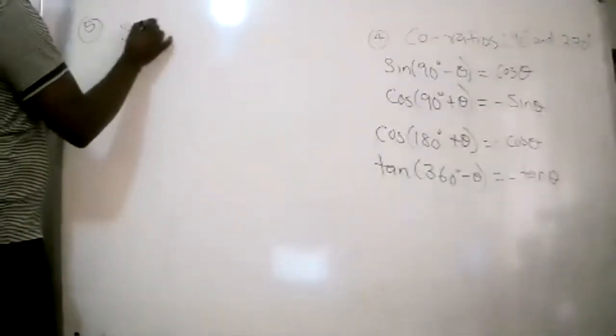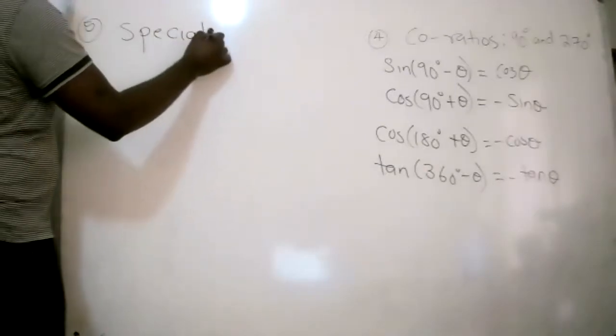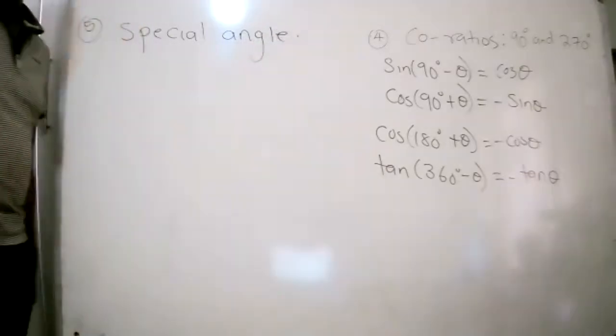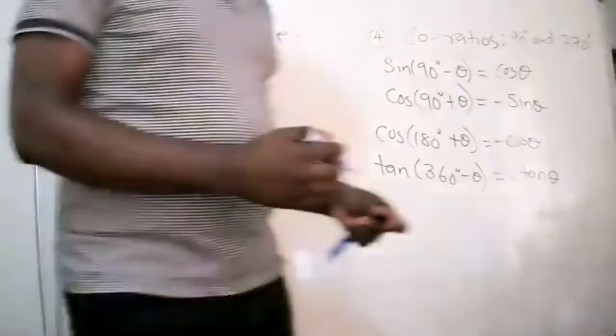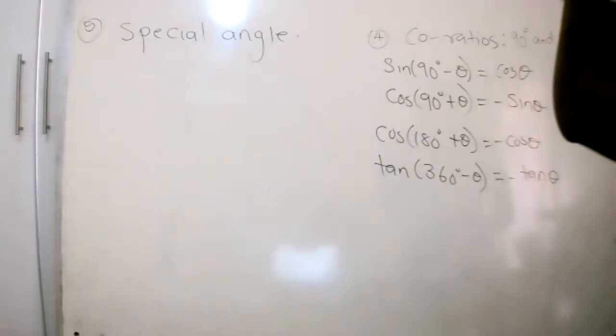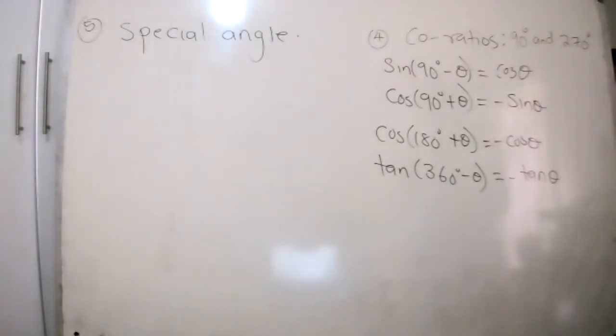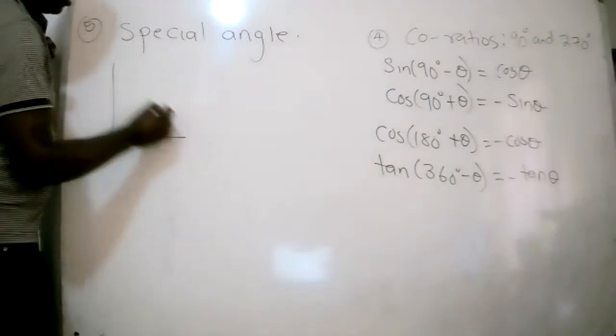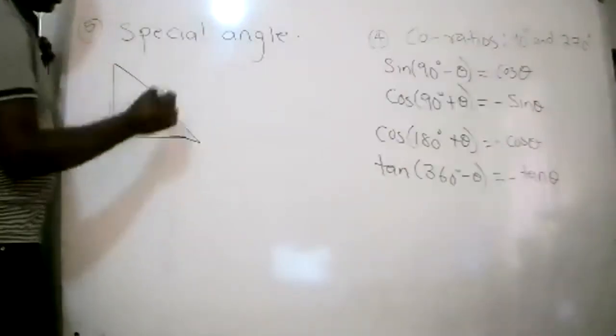So now we are going to the fifth property, which is special angles. You can see it's also having a special name. So it means we have other angles which are not special. Here we are dealing with the special angles. So what are special angles? Special angles are given in a right angle triangle.